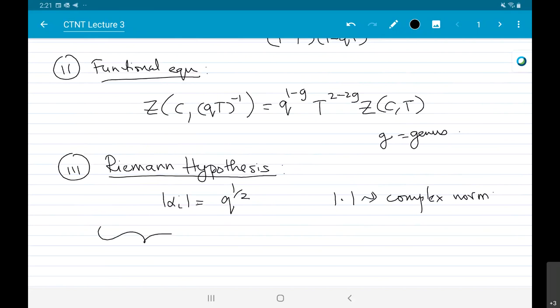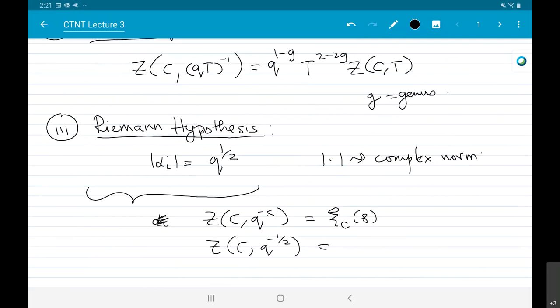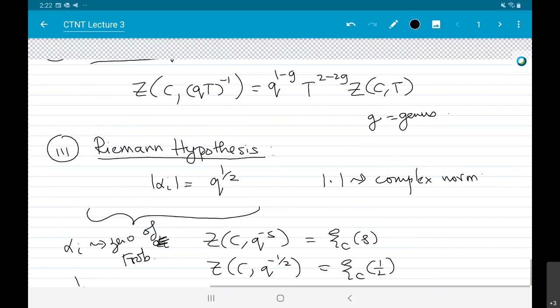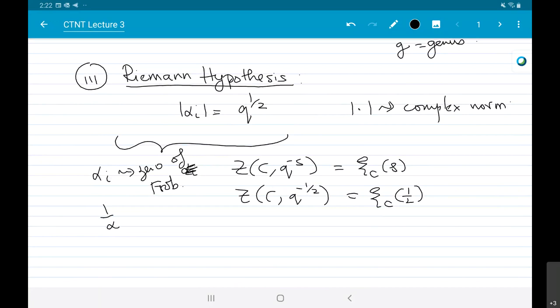One of the reasons this is called the Riemann hypothesis is because, remember that for us, Z_C(q^(-s)) was zeta_C(s). So Z_C(q^(-1/2)) is zeta_C(1/2). And the alpha_i's were the roots of the Frobenius polynomial. Because of the way Z_C(T) looks, 1 over alpha_i is a zero of Z_C(T). And so what this tells you is that all of the zeros of zeta_C(s) lie on the line s equals 1/2, which is why this is called the Riemann hypothesis.